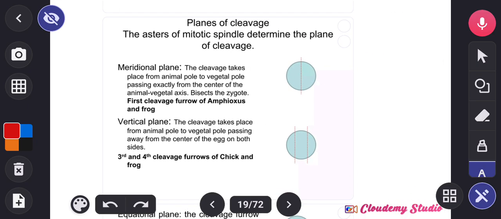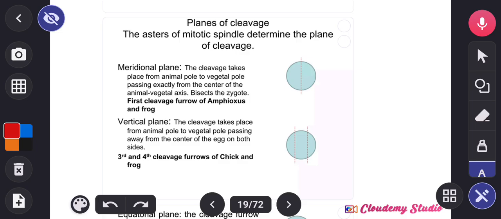especially when we want to talk about the types of cleavage itself, where we're talking about the holoblastic, the meroblastic, the radial, the spiral type of cleavage. You understand? So let us get the concept of the plane of cleavage first. Now, the first one is the meridional plane. The plane of cleavage lies on the animal-vegetal axis and it bisects both poles of the egg. Thus, it divides the egg into two equal halves. The cleavage takes place from the animal pole to the vegetal pole.